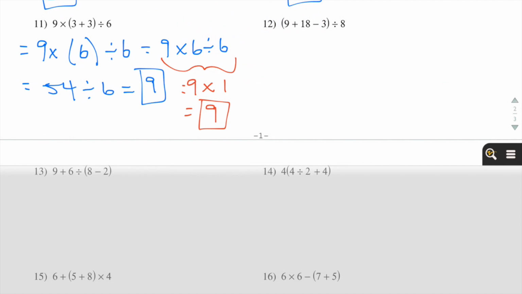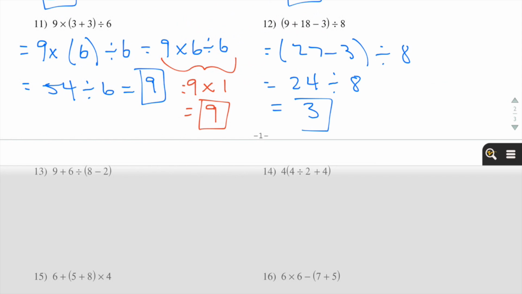Okay, number 12. In parentheses, 9 plus 18 minus 3, divided by 8. So order of operations, we do the parentheses. Inside the parentheses, we just have addition and subtraction. So we do those first, but that's all we can do. 9 plus 18 is 27, minus 3, divided by 8. Again, doing the parentheses first. 27 minus 3 gives us 24, divided by 8. What we end up getting for this is 3 as our final answer.